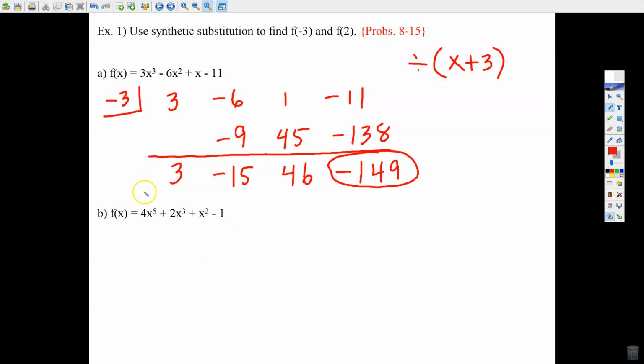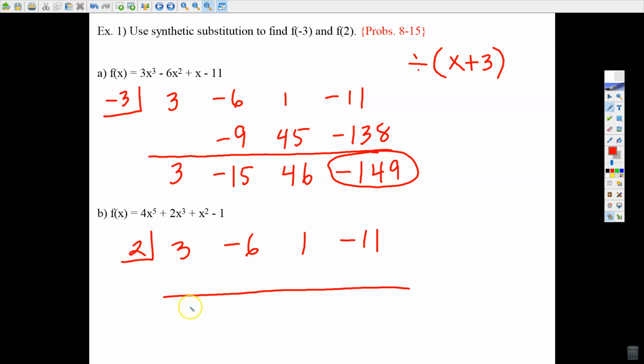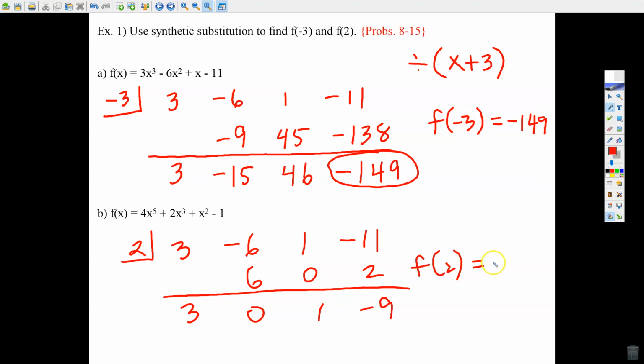Okay, so I think we could probably get by on doing just letter A, and then we'll move on. But let's go ahead and finish it. Let's do the f of 2 example. So this time 2 is going in the house. And I go through synthetic division again. So bring down the 3, multiply, add, multiply, add, multiply, add. So f of 2, let me just go ahead and finalize the answer. Up here we said f of negative 3 is negative 149. F of 2 is negative 9.